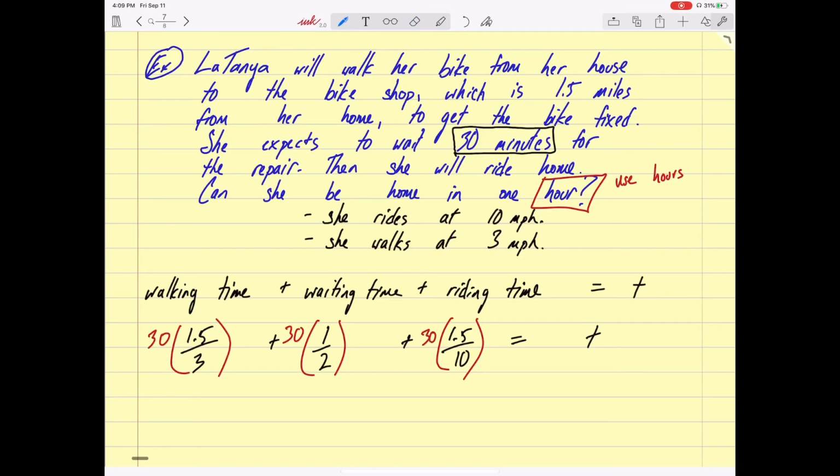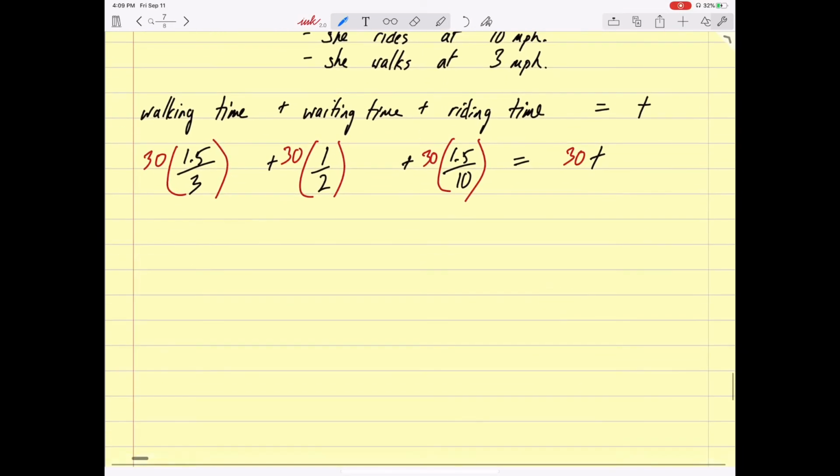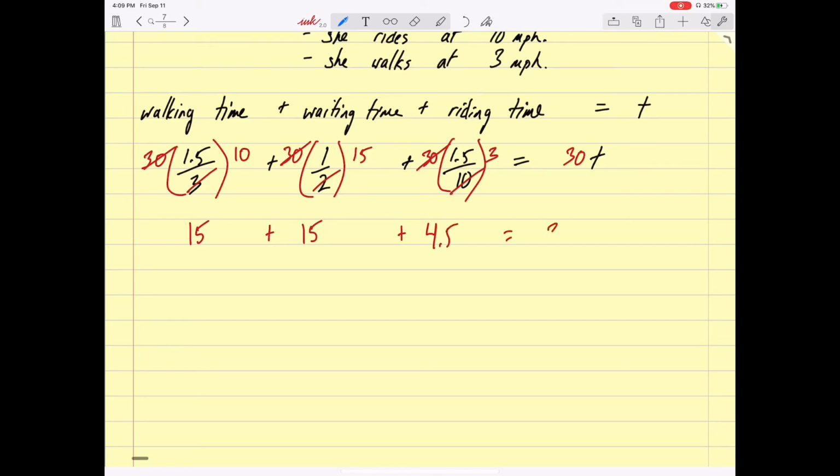So multiply that by 30, and whatever we do to one side of an equation, we have to do to both sides. All right, so now we're just simplifying this. So 30 divided by 3 is 10. 30 divided by 2 is 15. 30 divided by 10 is 3. So now we have no fractions. We just have 1.5 times 10, which would be 15. We have 1 times 15, which is 15. And then we have 1.5 times 3, which would be 4.5, and 30t still over here. Okay, so add those up.